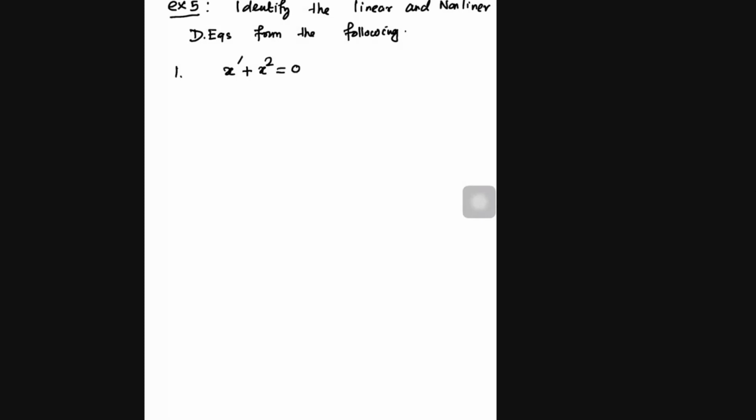Right. Identify the linear and nonlinear differential equations from the following. Question 1: x dash plus x square equal to 0. So is it linear or non-linear?